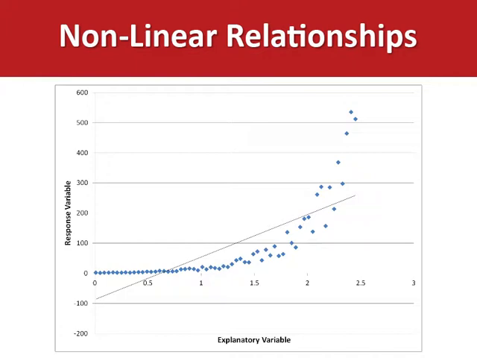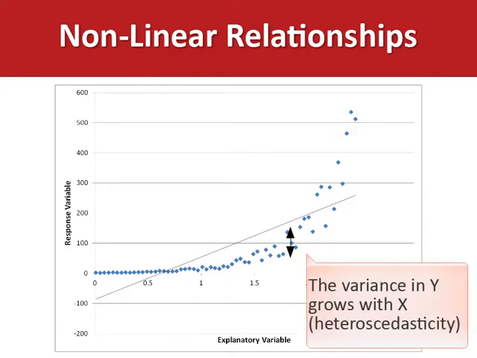A slightly more subtle problem is in the variation, or the variance, in the response variable y. It is actually growing, becoming wider, as values of x get larger. And this is called heteroskedasticity. It's a very fancy word to describe exactly what you're seeing here. The variance in the response variable is non-constant in one or more explanatory variables.